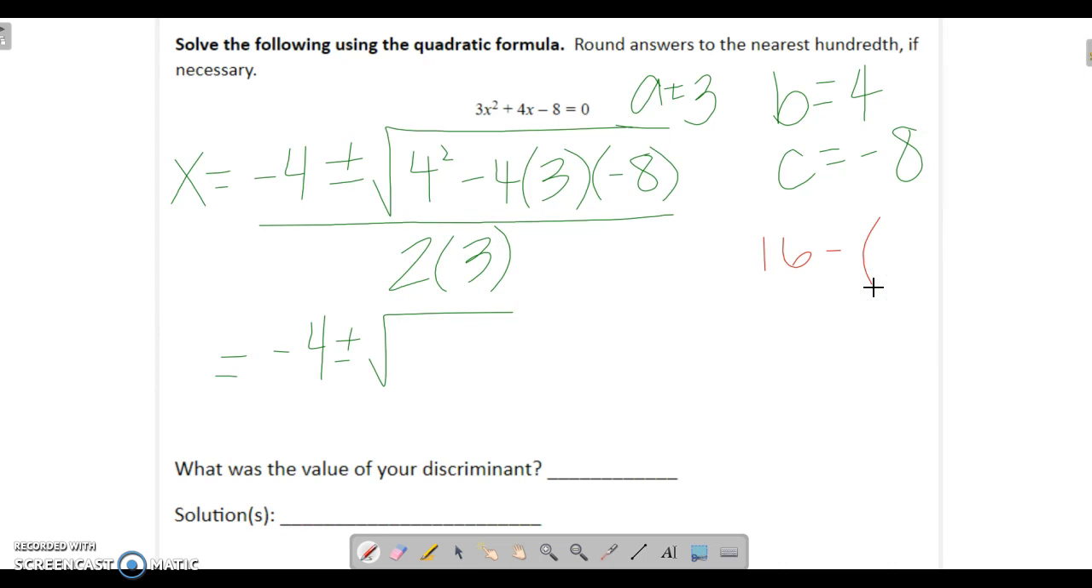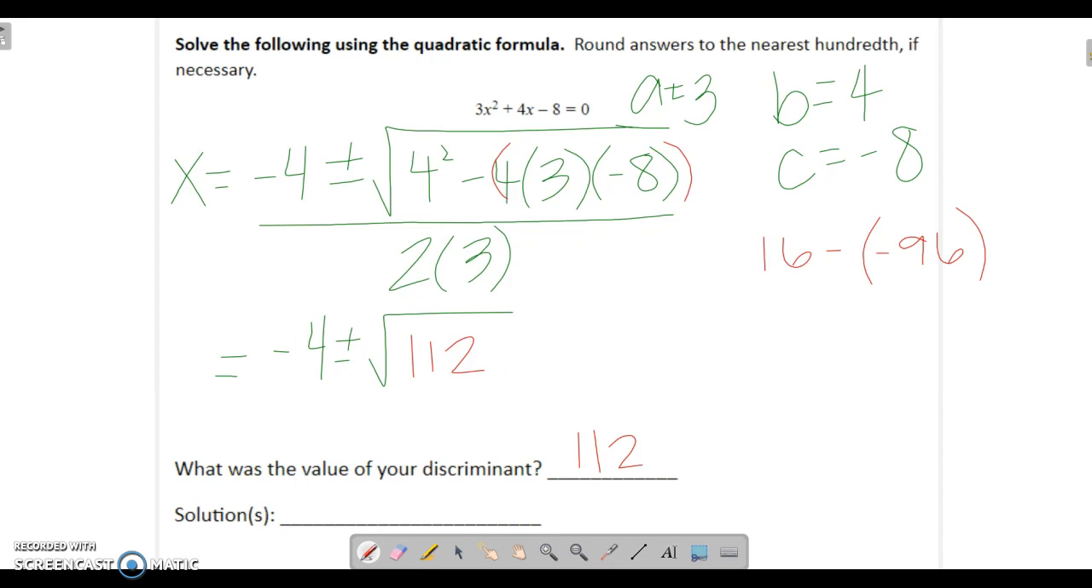We need to multiply 4 times 3 times negative 8. So 4 times 3, we know that's 12. 12 times negative 8 is negative 96. So we're subtracting this whole quantity here, which is negative 96. So 16 minus negative 96 is the same as 16 plus 96, which is 112. So our discriminant is 112. We can answer that question there.